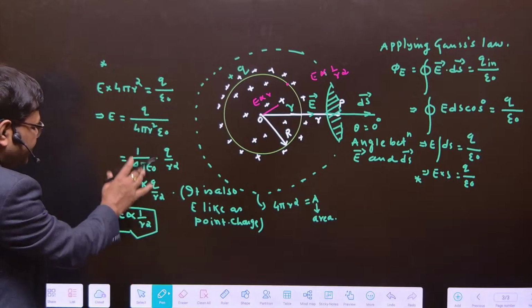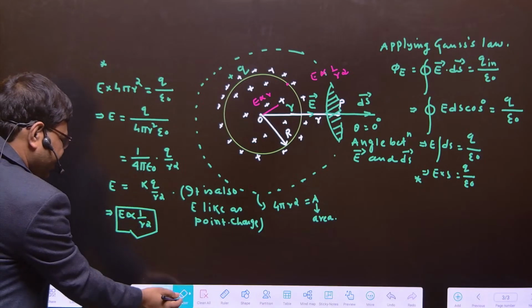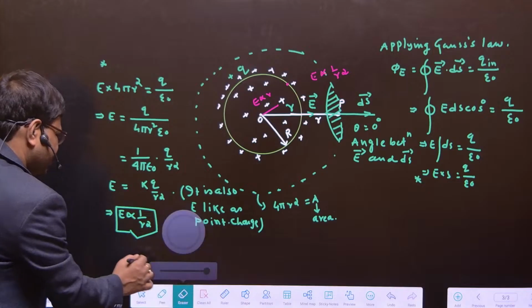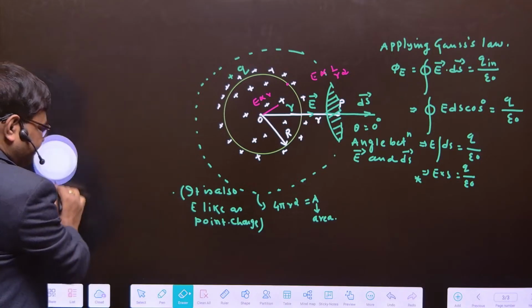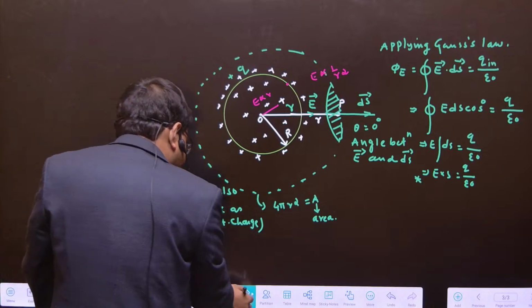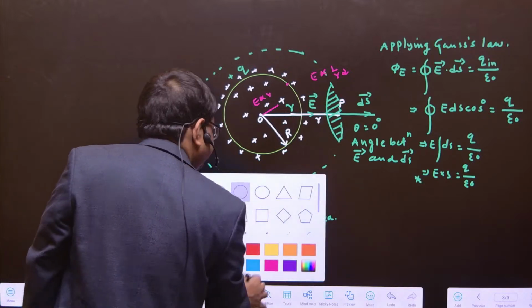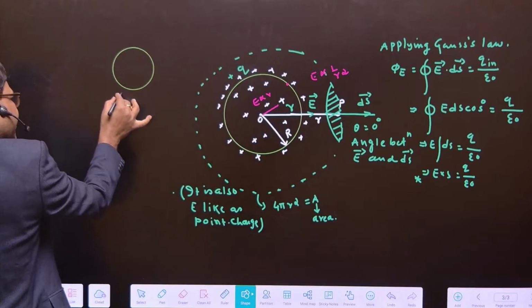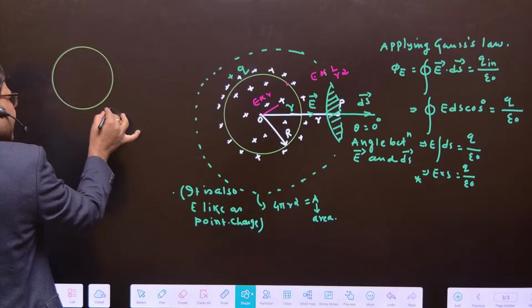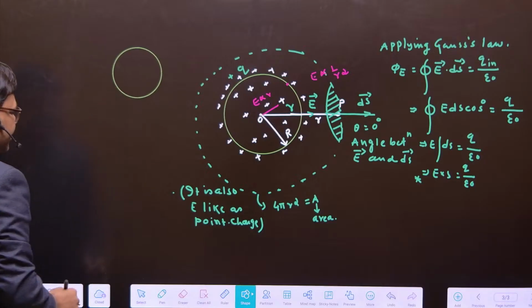Have you copied this portion? I think you have copied this one. I am erasing this portion. Okay, now see here, students, just draw the solid sphere. Assume this is the solid sphere. Okay, this is the solid sphere. Clear?